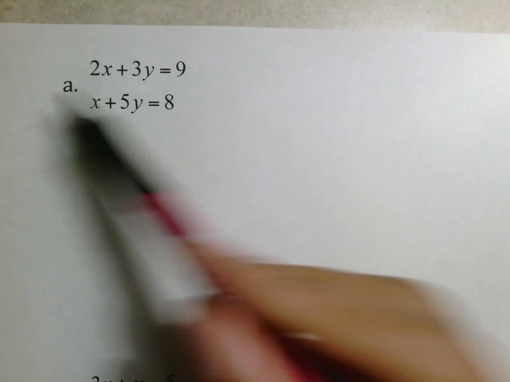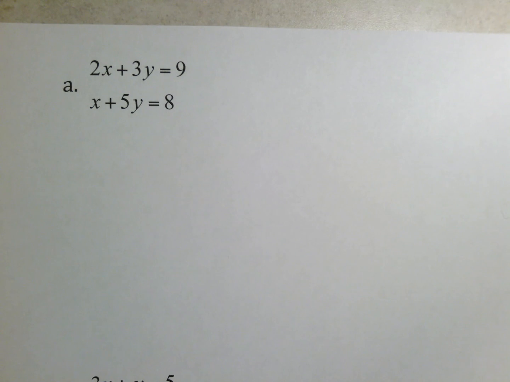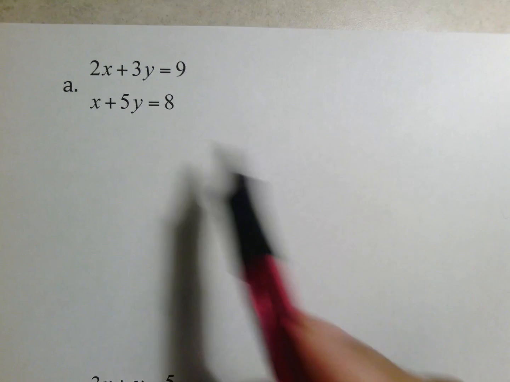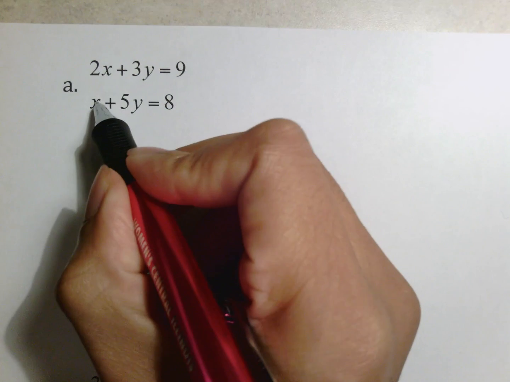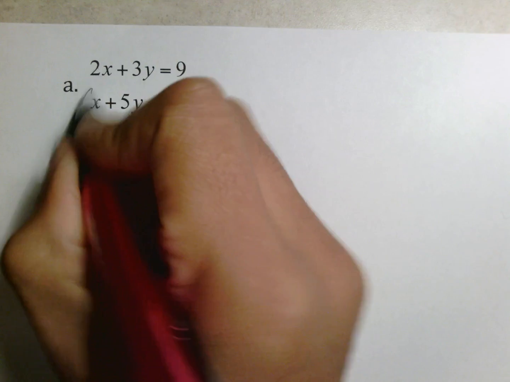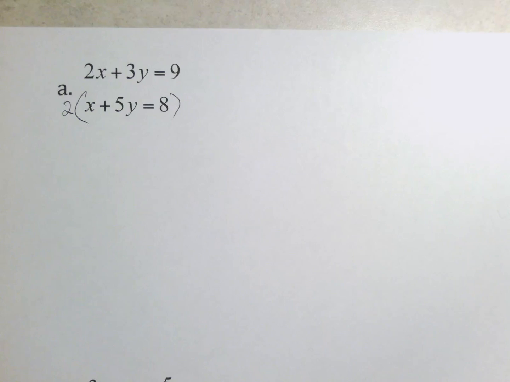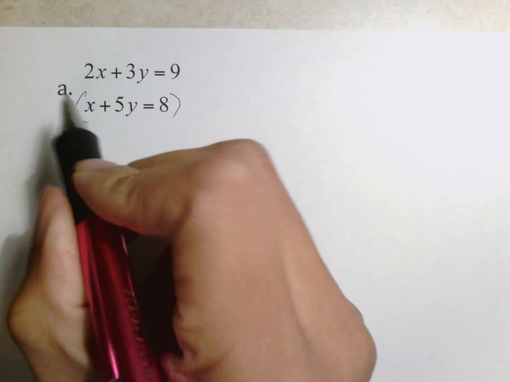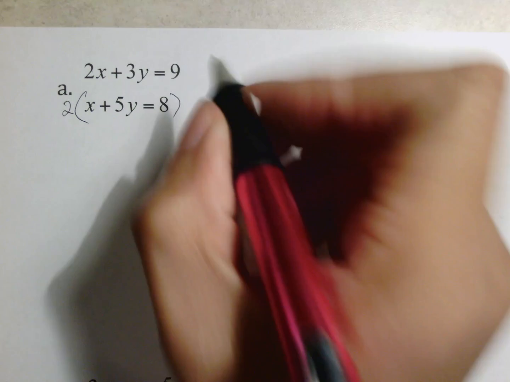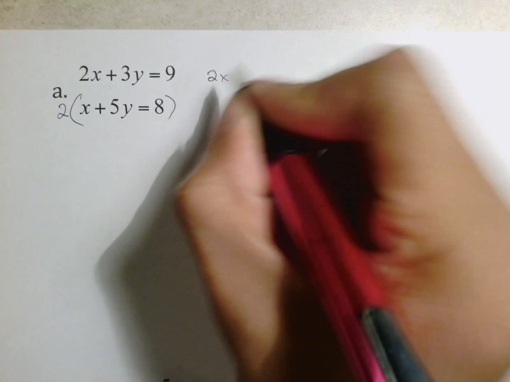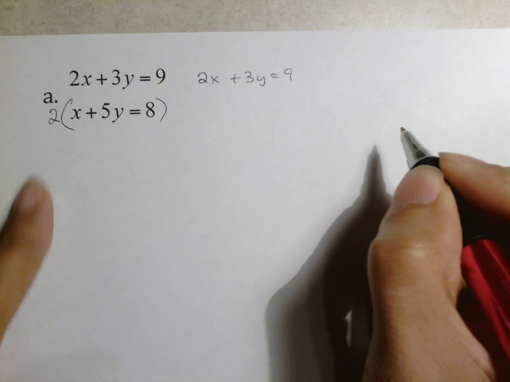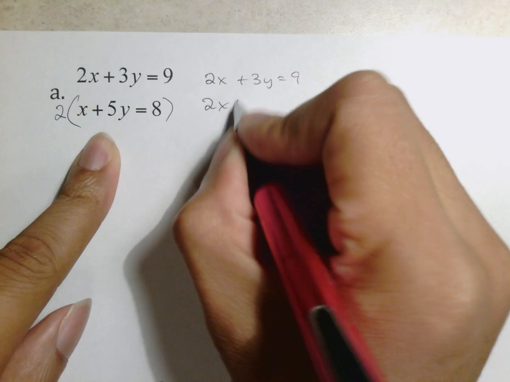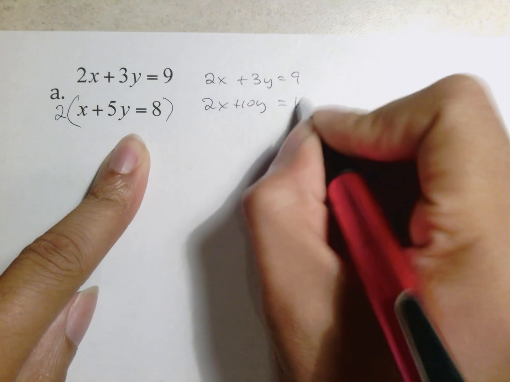So here, 2x plus 3y equals 9, x plus 5y equals 8. My x's aren't ready to go, my y's aren't ready to go, neither one of them is close, but what I can do is say I could turn this into a 2x by simply multiplying everything here by 2. The hardest part of this process is that people forget to multiply everything, but either way, the first equation stays the same, 2x plus 3y equals 9. The second equation turns into 2x plus 10y equals 16.